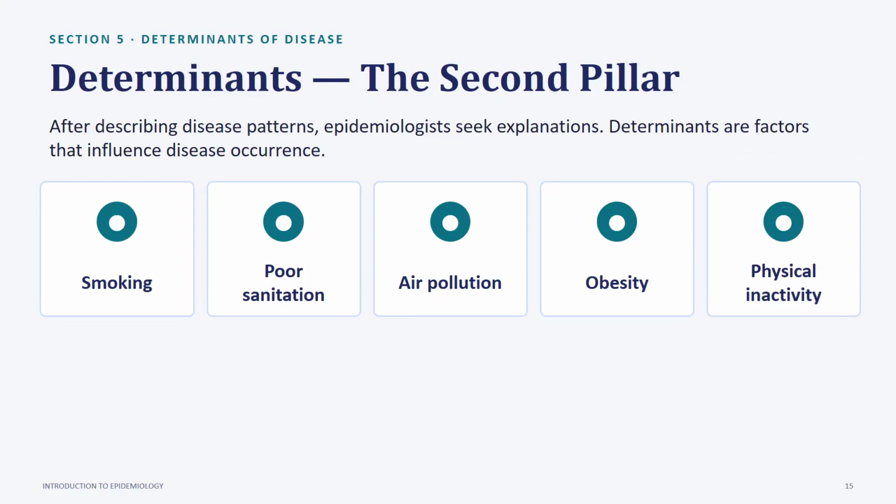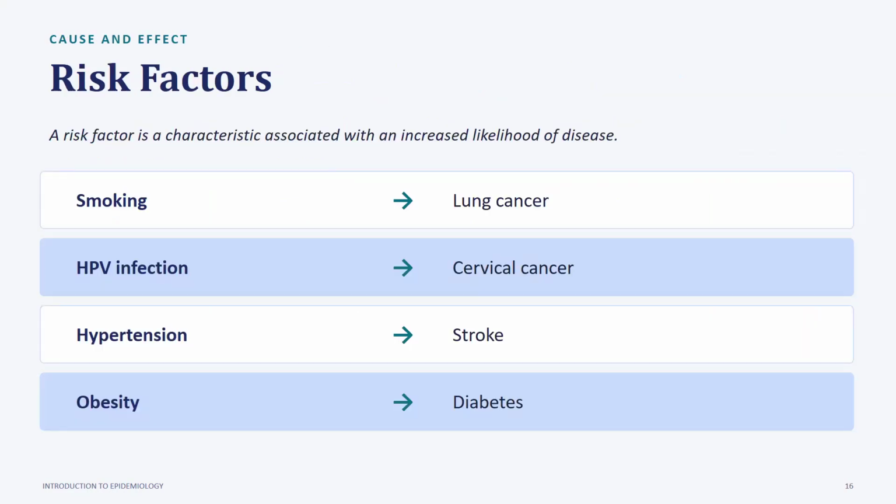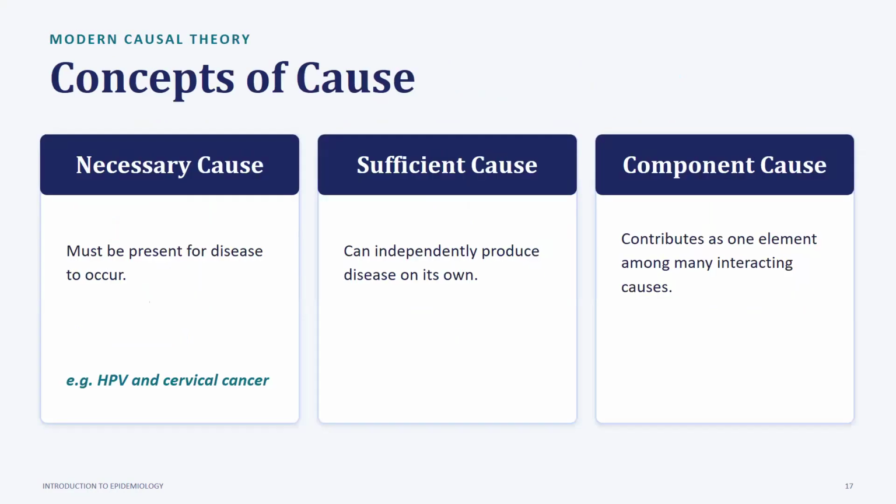Then we have determinants, which is the second pillar. Determinants are the factors that influence disease occurrence, like smoking, poor sanitation, air pollution, obesity, physical inactivity. These can be the different factors for different diseases. A risk factor is a characteristic associated with an increased likelihood of disease. For example, smoking can be a risk factor for lung cancer, HPV infection for cervical cancer, hypertension for stroke, and obesity for diabetes.